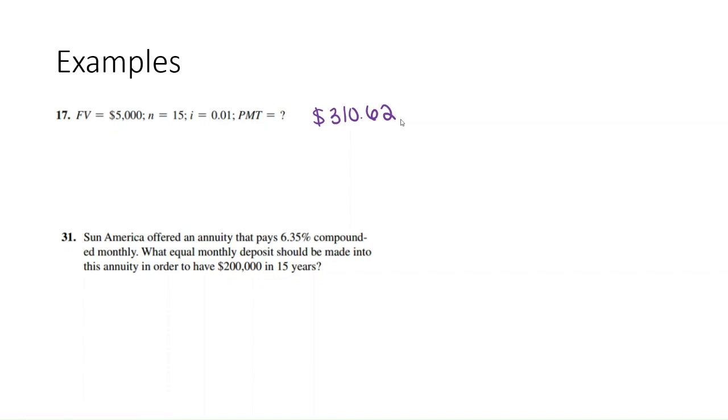Looking at a word problem, it says Sun America offered an annuity that pays 6.35% compounded monthly. So there's going to be my interest, 0.0635 over 12. What equal monthly deposits should be made to have $200,000 in 15 years? So 15 years times 12 times a year, and actually, if you don't know that math, we can also just type that into Desmos. So you don't always have to calculate that part out.